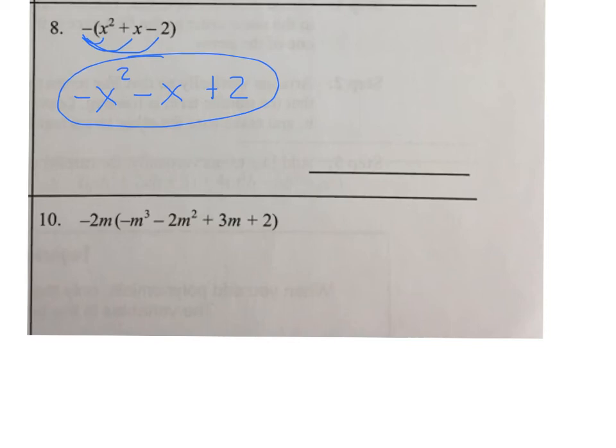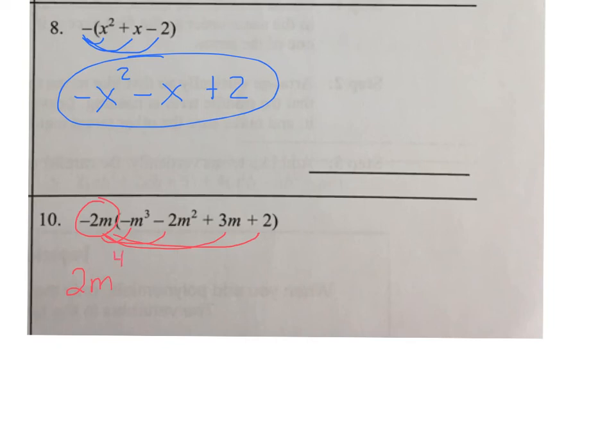Now, let's look at 10. On 10, I'm going to take the -2m and distribute it. But how many terms are inside my parentheses? 4. So I have to distribute it to all 4. Okay? So -2m times -m cubed is going to be +2m to the 4th. You add the exponents.